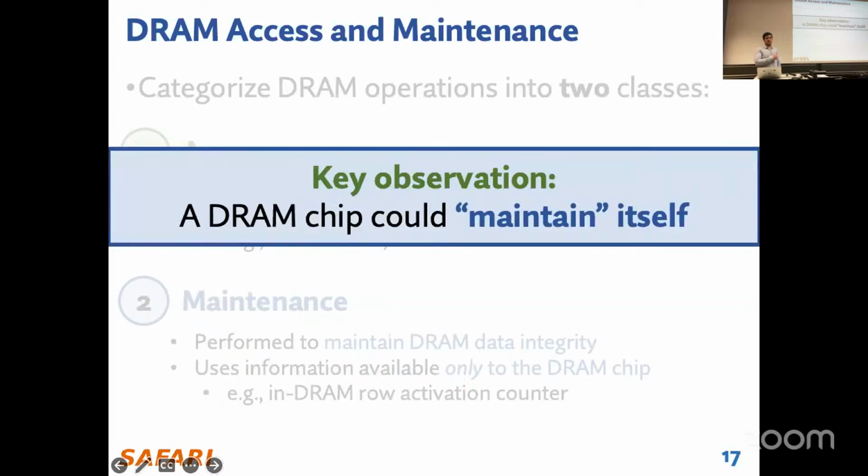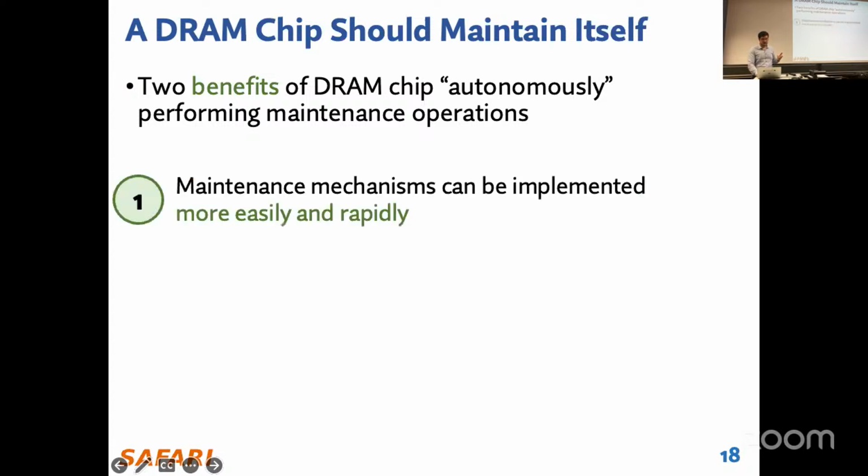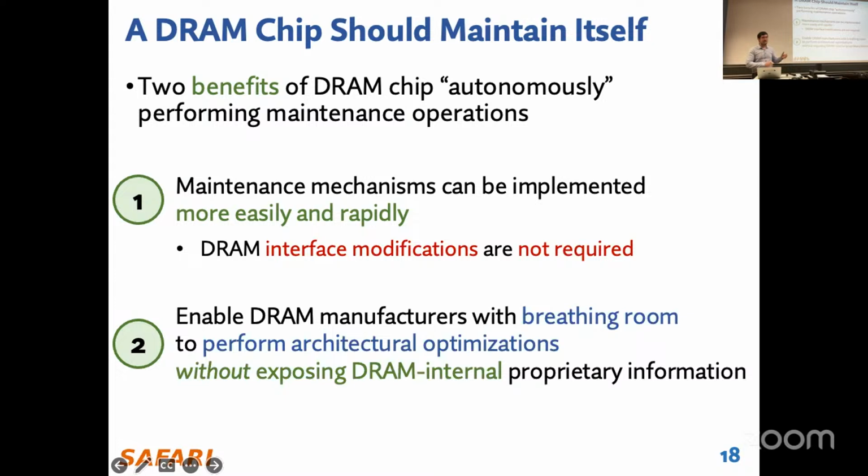A key observation you can make here then is that the DRAM chip has all the information it requires to maintain itself. And a DRAM chip should maintain itself due to two other reasons. The first one is you can implement maintenance mechanisms more easily and possibly faster if you didn't need to change the processor, because doing so would not require changes in the DRAM interface, right? And second, it gives DRAM manufacturers what we call breathing room to perform architectural optimizations without exposing DRAM internal proprietary information to other parties.